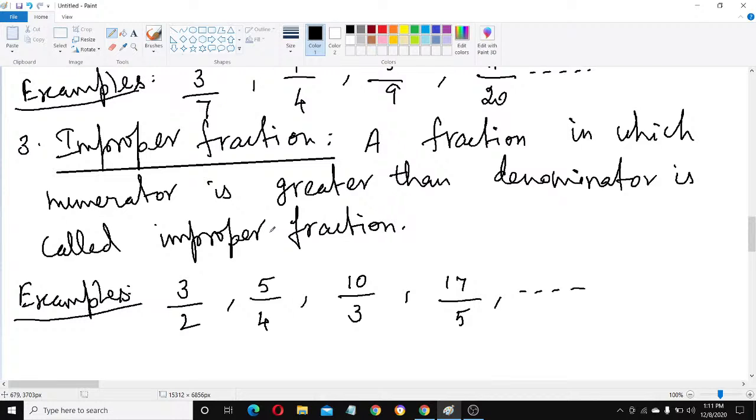Now, next type. So you have learned. So it is the fourth type.